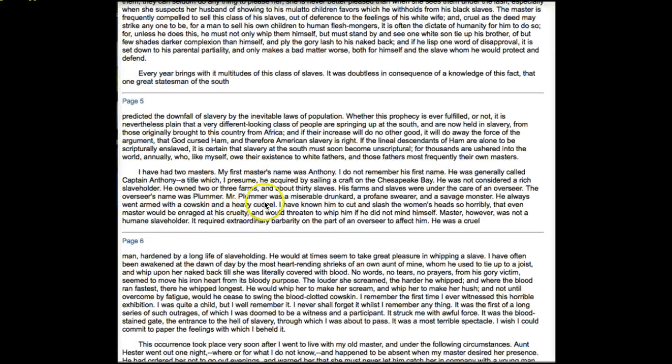Douglass said, "Mr. Plummer was a miserable drunkard, a profane swearer, and a savage monster. He always went armed with a cowskin and a heavy cudgel. I have known him to cut and slash the women's heads so horribly that even Master would be enraged at his cruelty, and would threaten to whip him if he did not mind himself. Master, however, was not a humane slaveholder. It required extraordinary barbarity on the part of an overseer to affect him. He was a cruel man, hardened by a long life of slaveholding. He would at times seem to take great pleasure in whipping a slave."